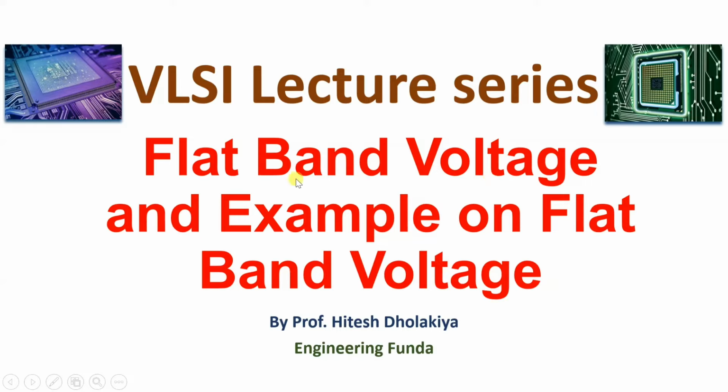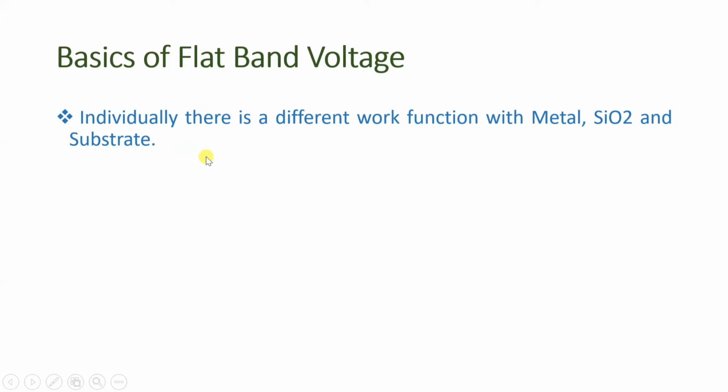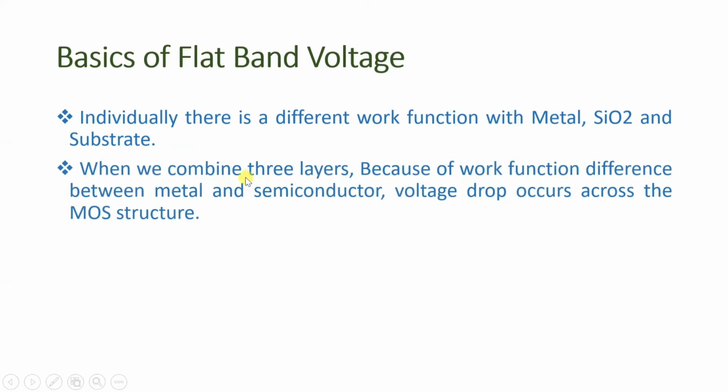So let us try to understand all those things step by step, and after that I'll explain one example based on flat band voltage. As I have told, when we have a two-terminal MOS structure, there are three layers: metal layer, SiO2 layer and substrate layer. If you see their work functions, they have different work functions. So when you combine those three layers, because of the difference in work function between metal, semiconductor and SiO2 layer, there will be a voltage drop across the MOS structure.